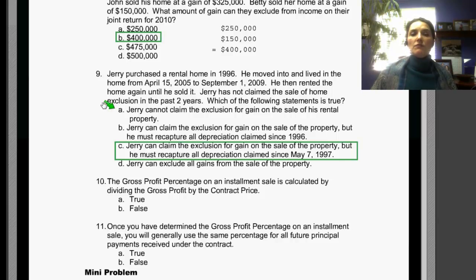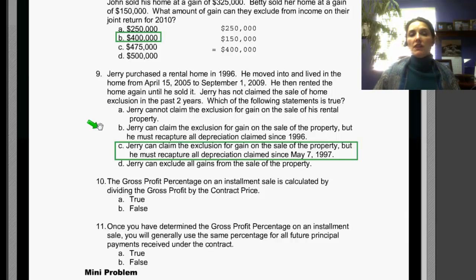Now, there is a rule that any rental use that comes after 2008 and before personal use begins again is not eligible for this exclusion, but that is not the case in this problem. All of the rental use was before 2008, so we're fine there, or before 2009, so we're fine there.